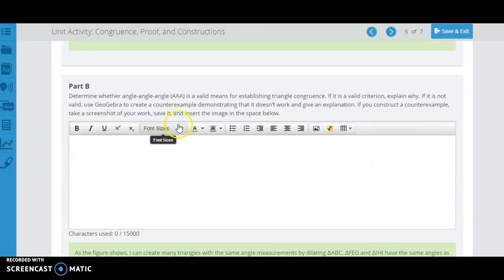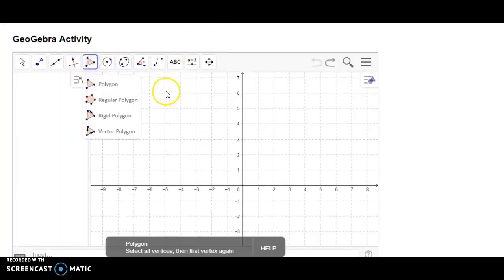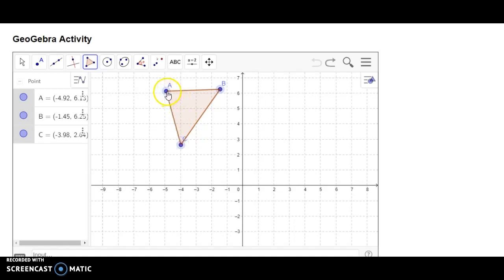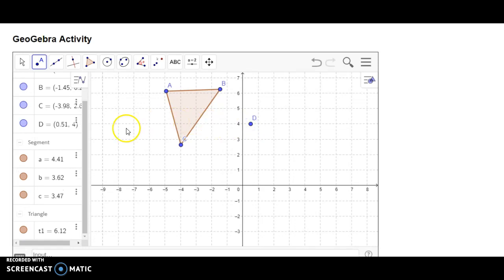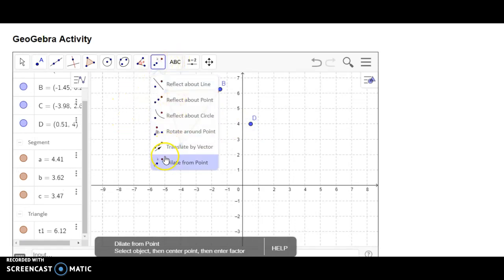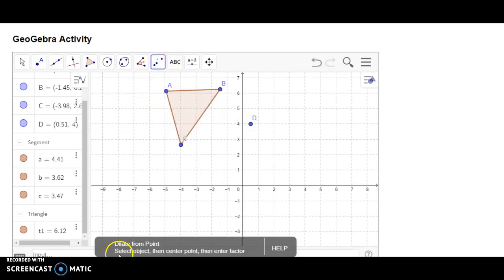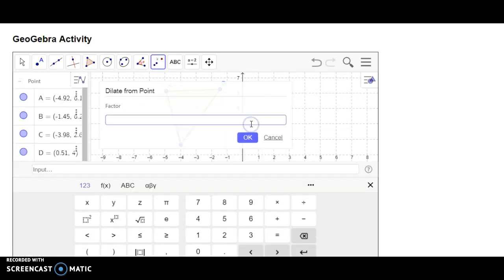Okay, now the easiest way to do this one with angle, angle, angle, because trust me, if you're just trying to make triangles that have the same angles, it's going to be very tedious and very frustrating. So what we're going to do is create a triangle. Let's make a small one. And then we'll need to create a point. Let's just stay over here, because what we're going to do is dilate. So dilate from a point. It just says select object, then center point, and enter factor. Here's our object. Here's the point we want to use. Let's use a factor of, let's say, 2.